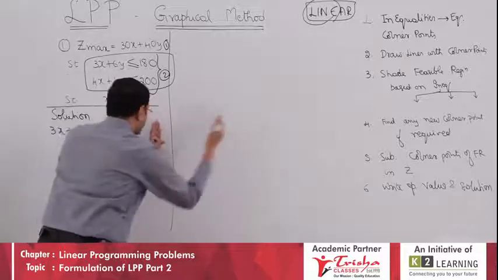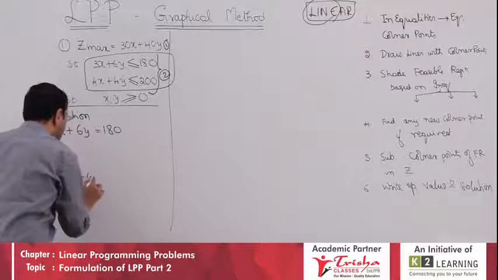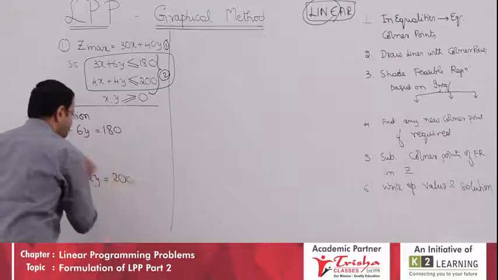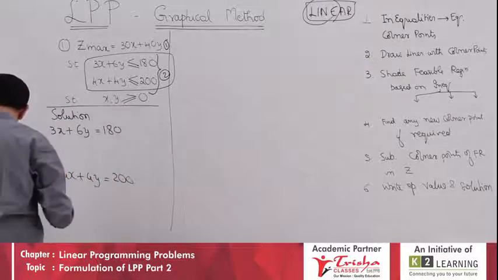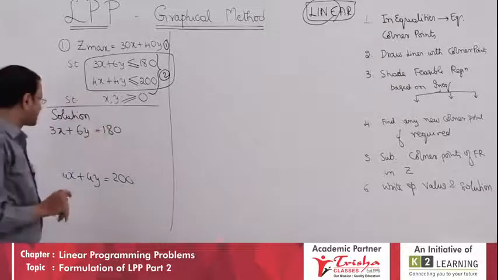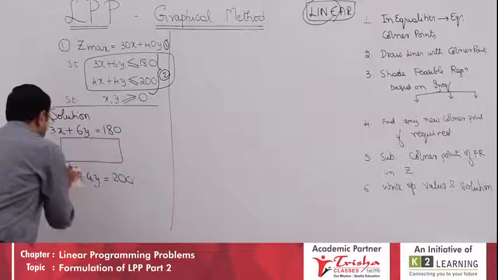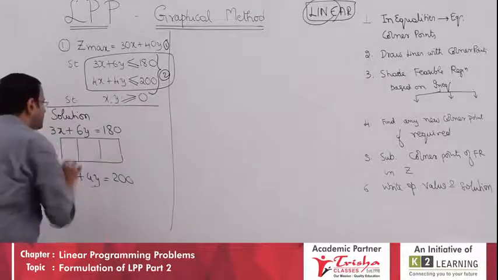Here only you can write, but I will write it down. That is 4x plus 4y is equal to 200. Okay. We have written the two inequalities that are given to you. Next step, we have to consider corner points. What do you mean by corner points?